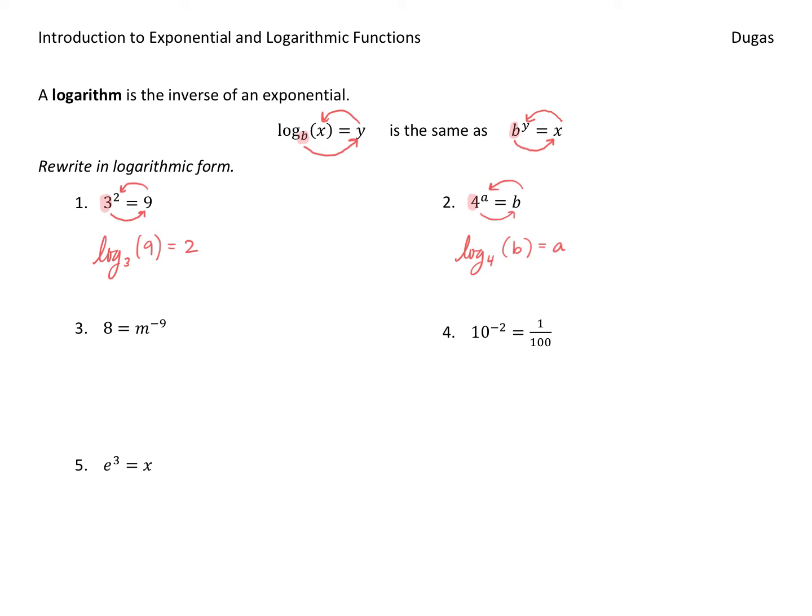All right, number 3. We want to write in log form, so we can start by writing log and identifying the base. Notice that this time the part with the exponent is on the right, so the base is m. So it doesn't have to be the left-hand side where you start. Wherever the side is with the exponent, that's where you're going to start. So log base m, go across the equal sign, of 8 is equal to, go back across the equal sign, negative 9. And that's it.